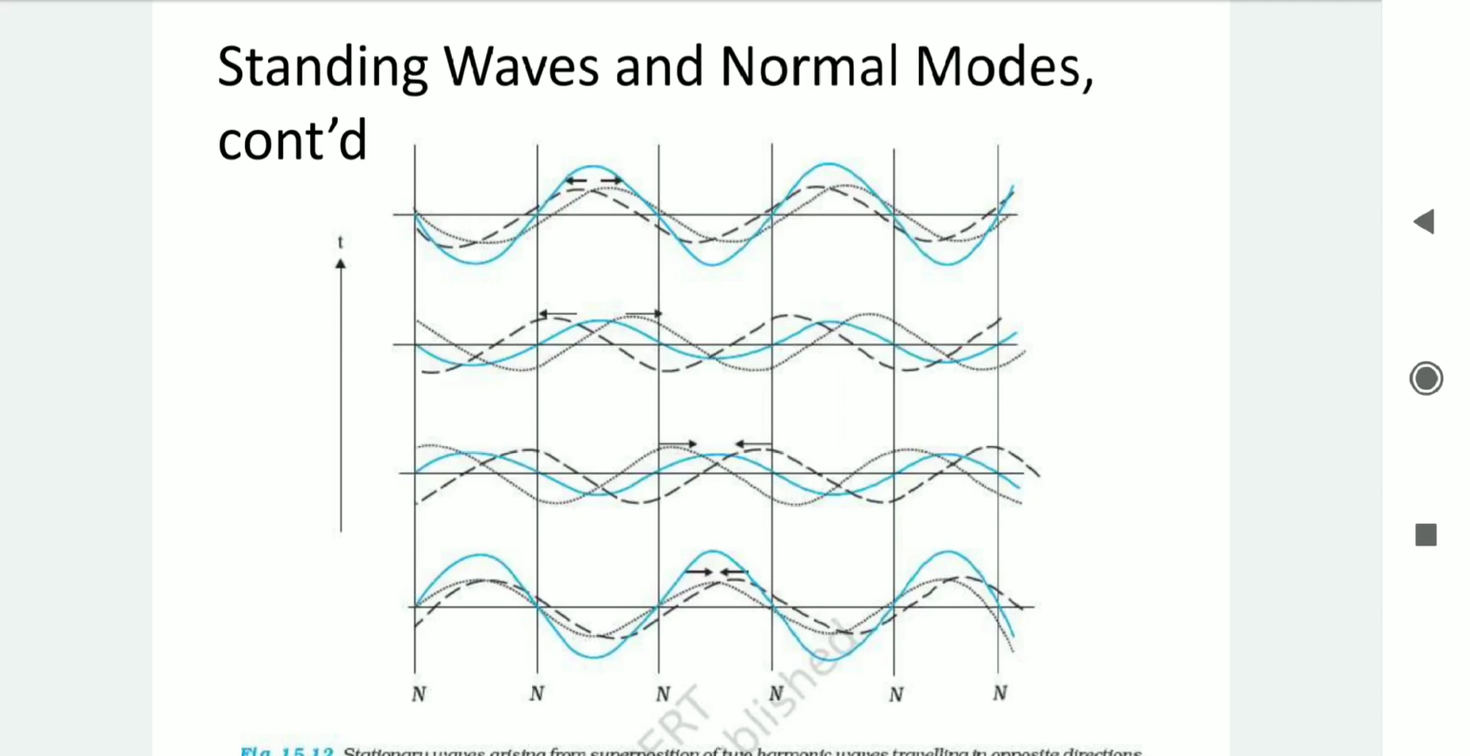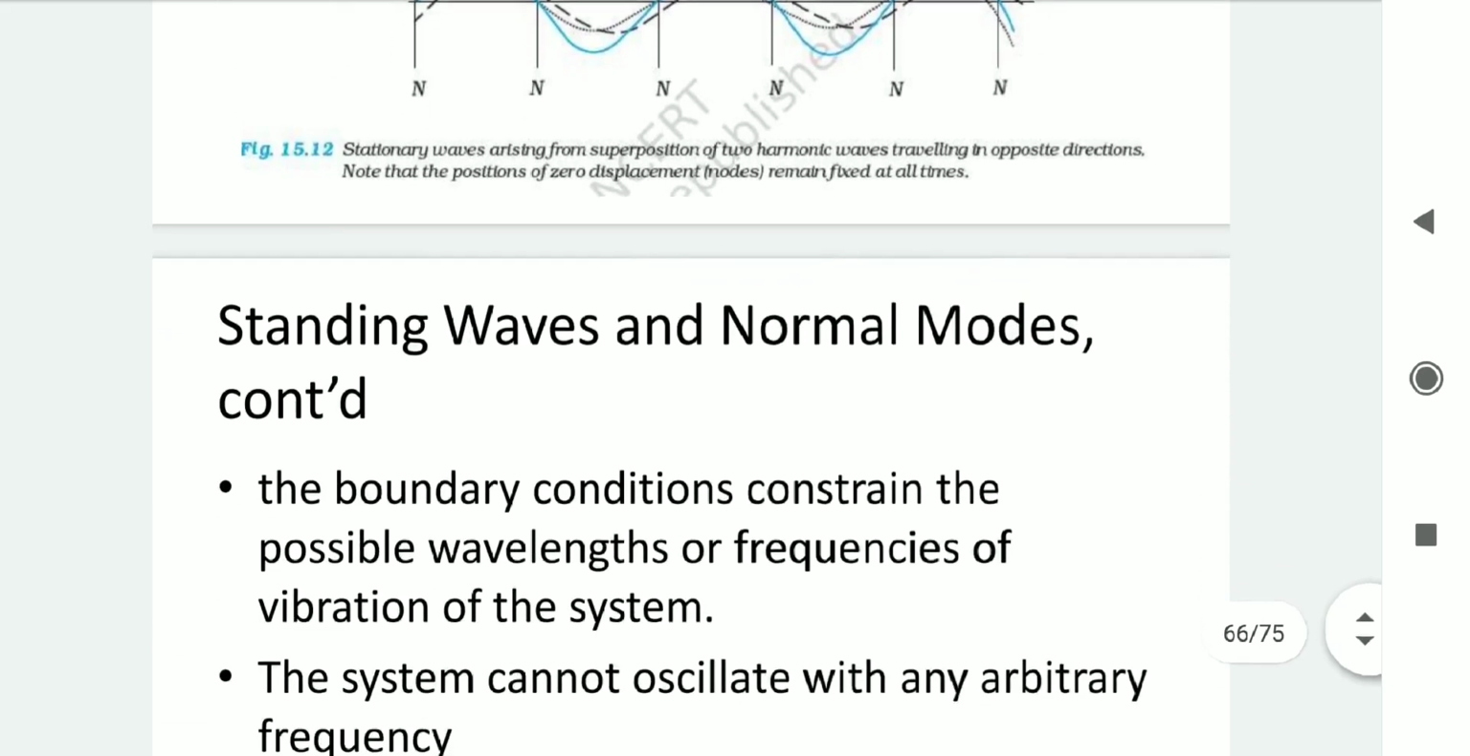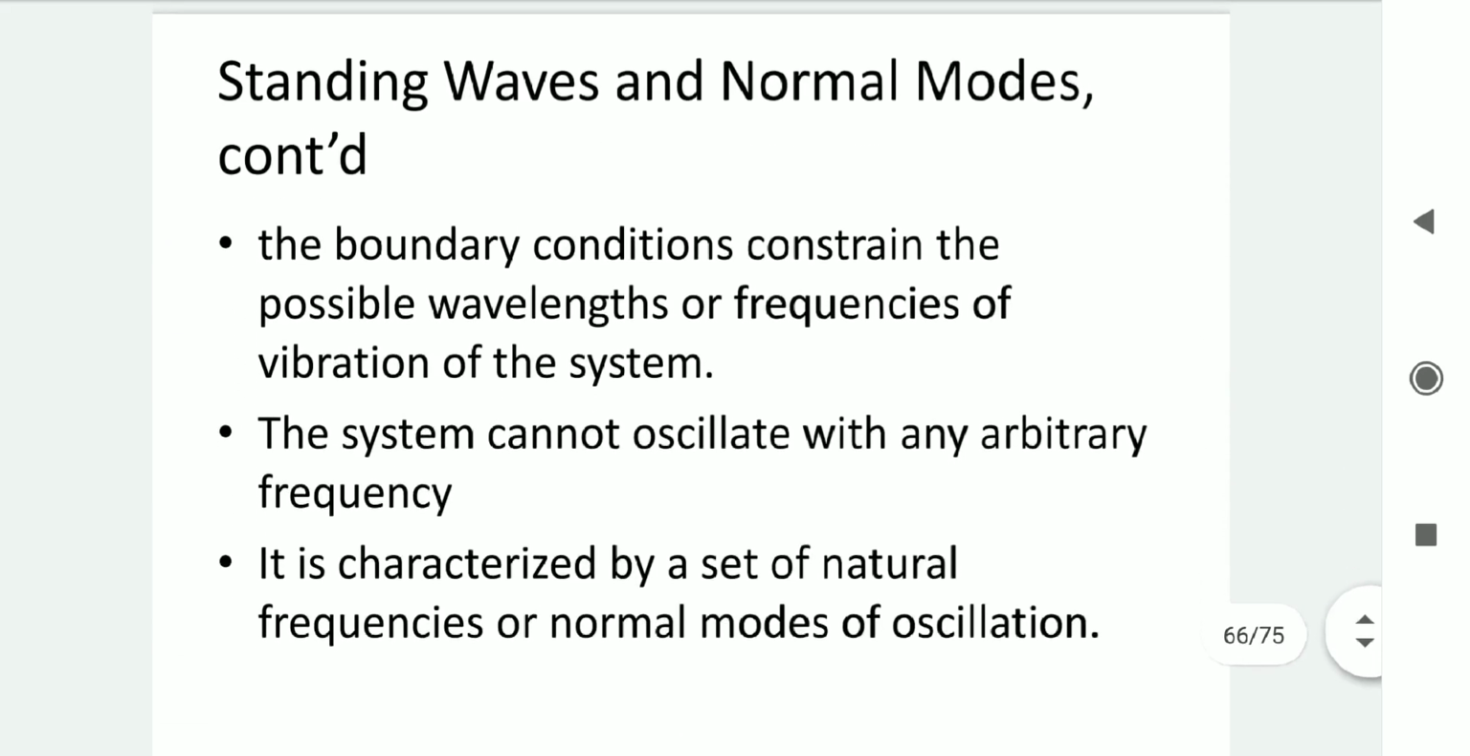The dark dotted line gives you the wave propagating in the positive x direction, and the other in the negative x direction, and the small black dotted line is propagating in the positive x direction. When both amplitudes meet at one point, by the superposition law, the amplitude doubles and gives you the maximum oscillation. Where the amplitude is 0, no vibration takes place, and this standing wave pattern is generated. Here the boundary conditions constrain the possible wavelength or frequency of the vibration.